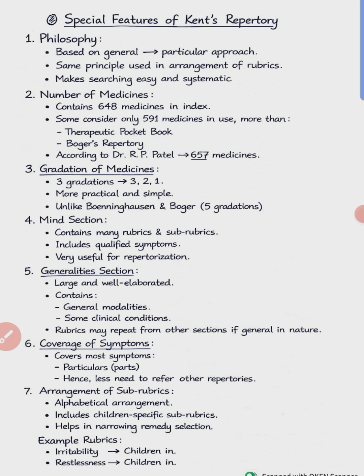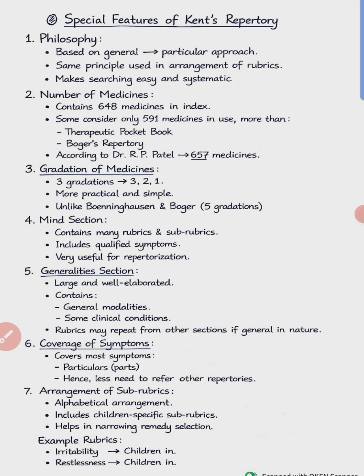Gradation of the remedies: 3 gradations, simple and more practical, unlike Boger and Boenninghausen. Boger and Boenninghausen give 5 types of gradation, but Kent's gradation is more practical. The mind section contains many rubrics and sub-rubrics, includes qualified symptoms and is very useful for repertorization. Now the generalities section. It is very large and well elaborated, and it contains the general modalities and some clinical conditions.